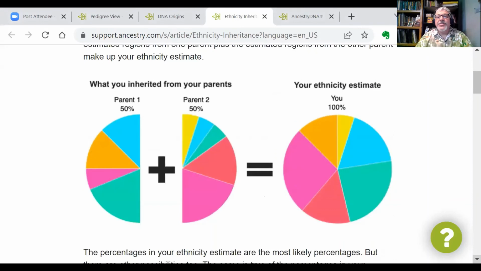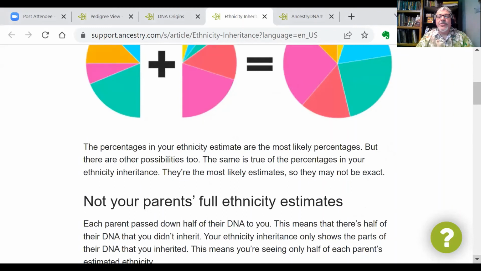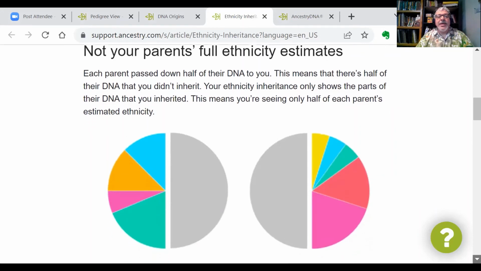So here, for instance, is the example. The percentages in your ethnicity estimate are the most likely percentages, but there are other possibilities too. The same is true of the percentages of your ethnicity inheritance. They're the most likely estimates, so they may not be exact. Not your parents' full ethnicity estimates. Each parent passed down half of their DNA to you. That means that there's half of their DNA that you didn't inherit. Your ethnicity inheritance only shows the parts of their DNA that you inherited. This means you're seeing only half of each parent's estimated ethnicity.